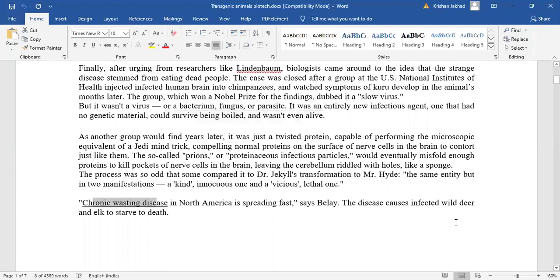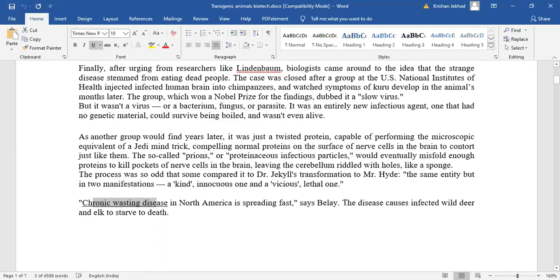And in deer or elk, actually this is the same kind of disease, because this is also a prion disease. This is known as chronic wasting disease. Okay, so there are different names for the same kind of disease.